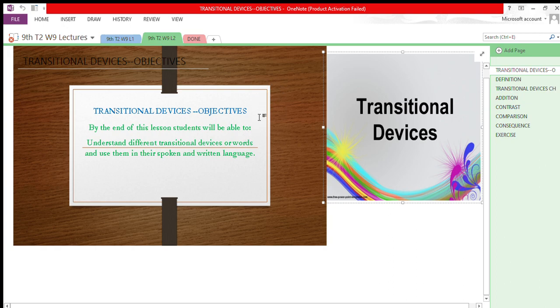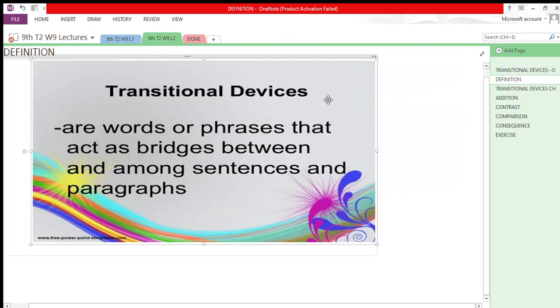Today we are going to talk about transitional devices or transitional words, and by the end of this lesson you'll be able to understand different transitional devices or words and use them in your spoken and written language. To start with, we need to understand what a transitional device is.